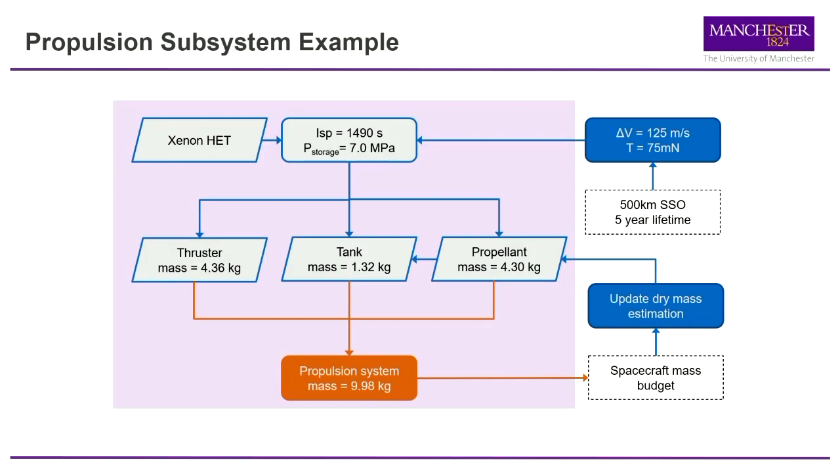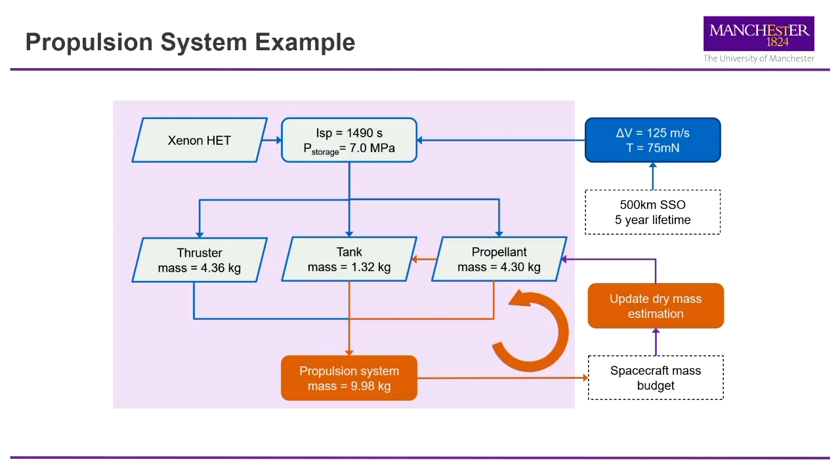Okay, finally, we've got a mass of our thruster, we've got a tank mass, and we've got a propellant mass. We can essentially add those up to get our overall propulsion system mass, and we can plug that back into our spacecraft mass budget. Okay? This is the job of the systems engineer. He'll take that value away. It might be automated. Add it up to everything else and make sure that you can still build your system.